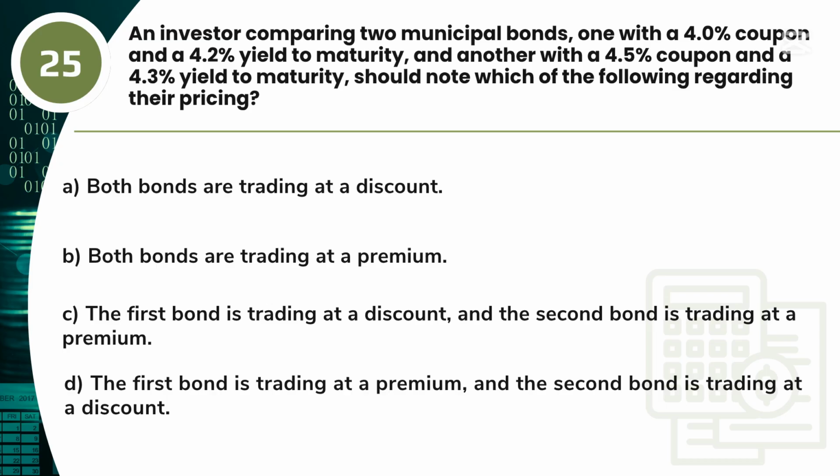Question 25. An investor comparing two municipal bonds, one with a 4% coupon and a 4.2% yield to maturity, and another with a 4.5% coupon and a 4.3% yield to maturity, should note which of the following regarding their pricing. A. Both bonds are trading at a discount. B. Both bonds are trading at a premium. C. The first bond is trading at a discount, and the second bond is trading at a premium. D. The first bond is trading at a premium, and the second bond is trading at a discount.